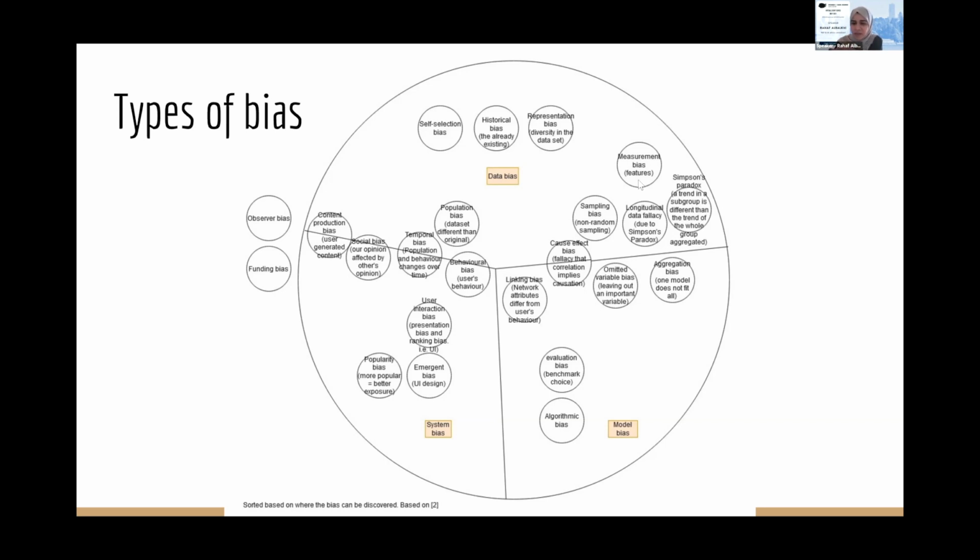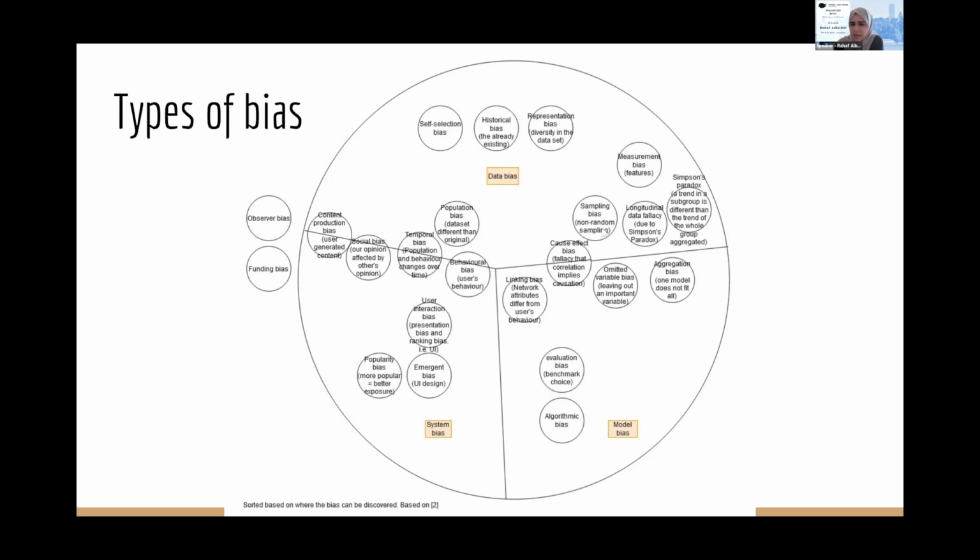Then comes measurement bias. What are the features that we're really using in our system? What are the features that we care about? Are we using features that represent the protected attributes, like race, gender, ethnicity, backgrounds, or not? And then you might also have some kinds of features that will give you a false relation, a false causation relation in the outcomes of your system.